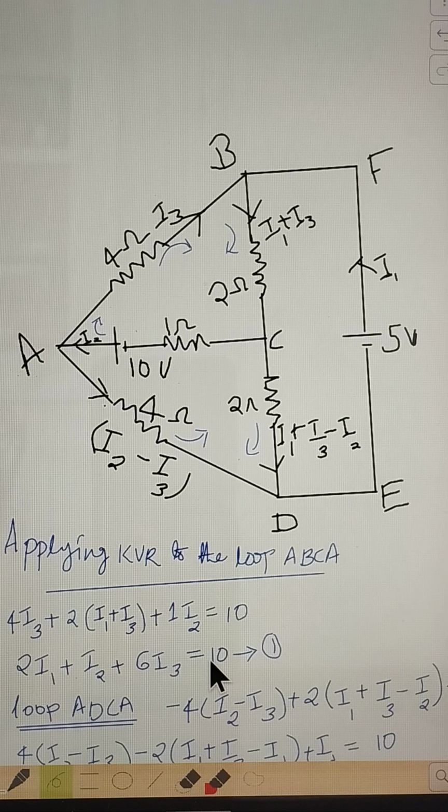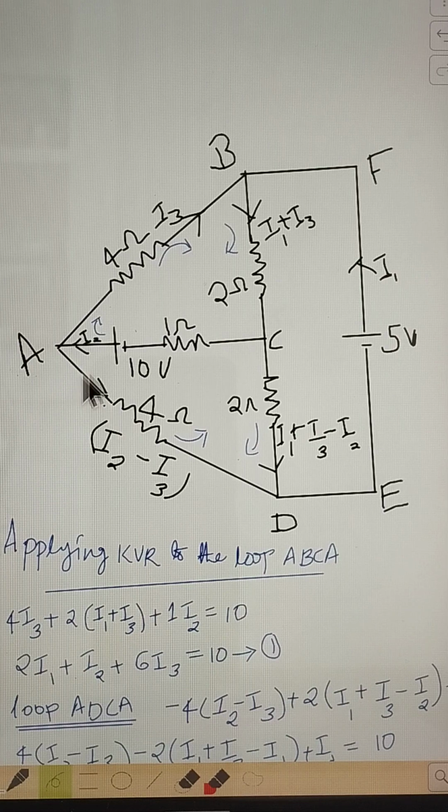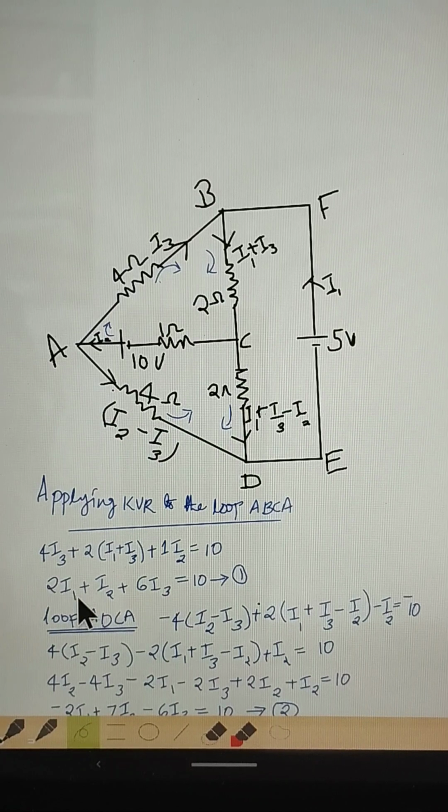Now we are going to apply Kirchhoff's voltage rule to another loop. Suppose we are considering this lower triangular loop, naming it A, D, C, A. Before that, hope the first equation is very clear. Here the cell is 10 volt and the current is flowing in the same direction, so all potentials due to currents flowing in the same direction have been taken as positive.